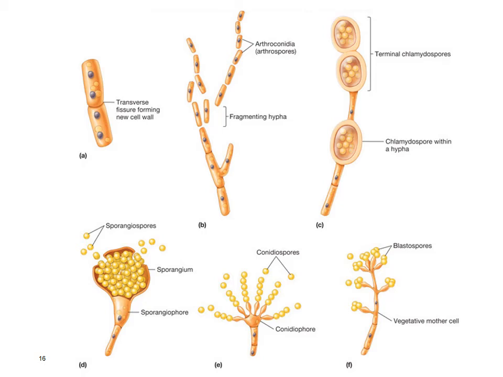In E, we can see that the spores are not enclosed in a sac but produced at the tips or the sides of the hypha, and these are termed conidiospores. And then in F, we have spores that have been produced from a vegetative mother cell by budding, and these are called blastospores.